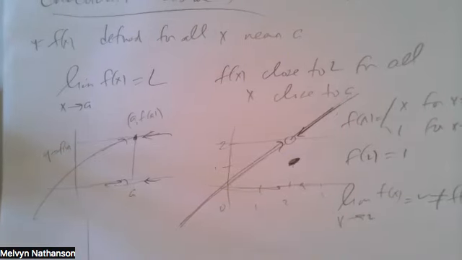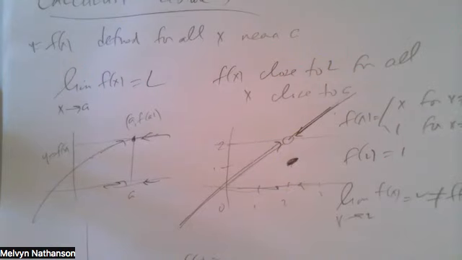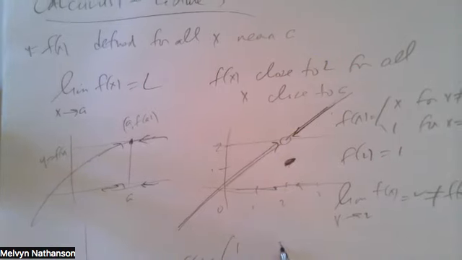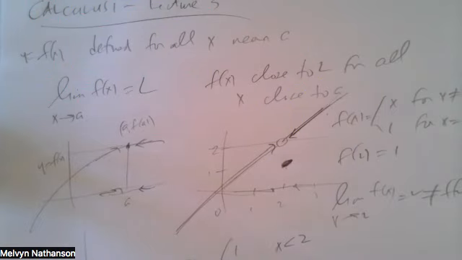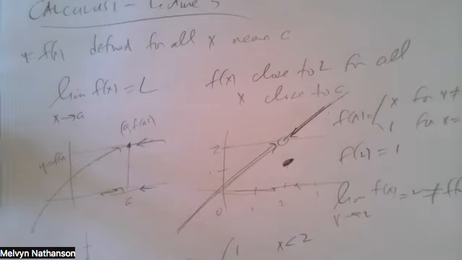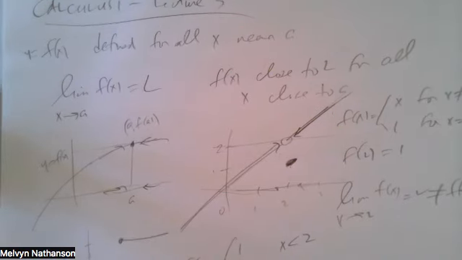So sometimes it's better to understand things by seeing when they don't happen. Suppose we have another function, which is f of x is equal to, let's say, 1 for x less than 2, and it's equal to 3 for x greater than or equal to 2. So what does this function look like? When x is less than 2, the function is equal to 1. And when x is greater than or equal to 2, the function is equal to 3.